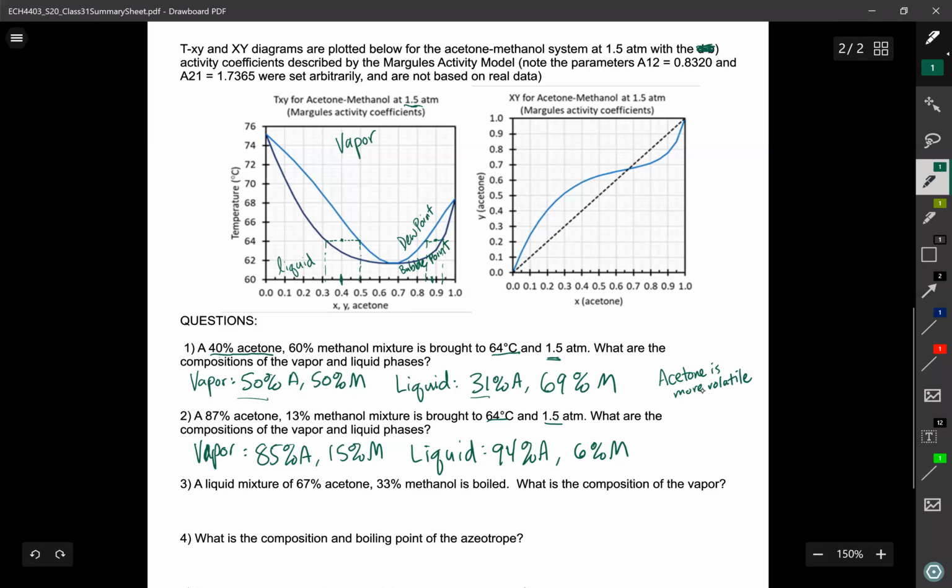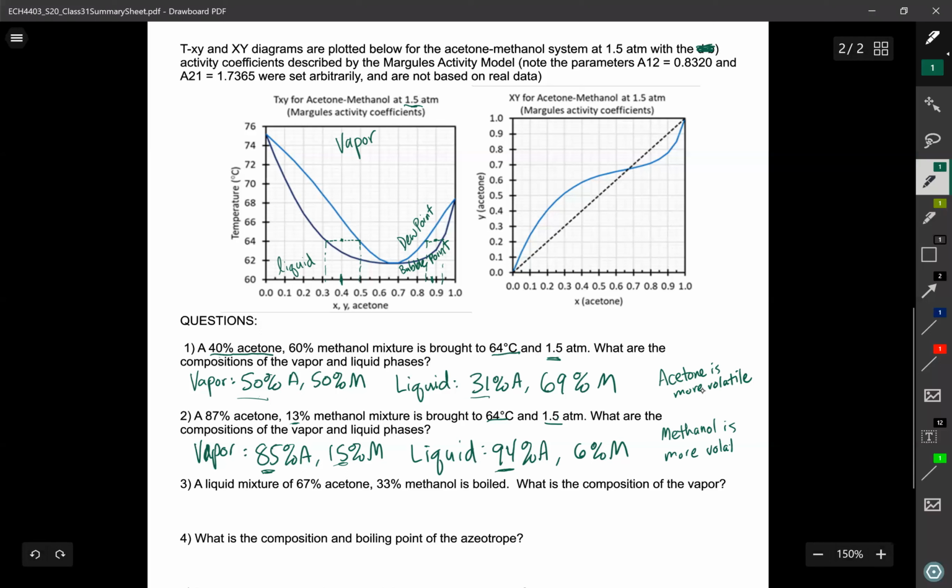However, in scenario 2, 87% acetone, now my acetone is enriched in the liquid phase and depleted in the vapor phase. And that leads me to believe that my other component, methanol, if I look at methanol, 13% is in the original mixture. Now 15% means methanol is more enriched in the vapor phase. So methanol has now somehow become my more volatile.